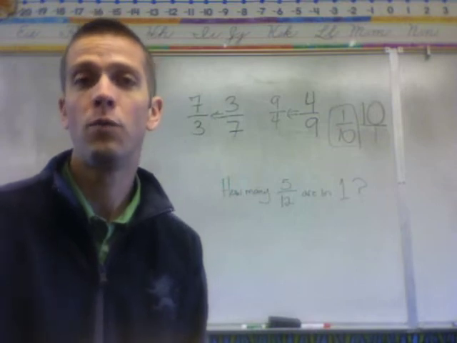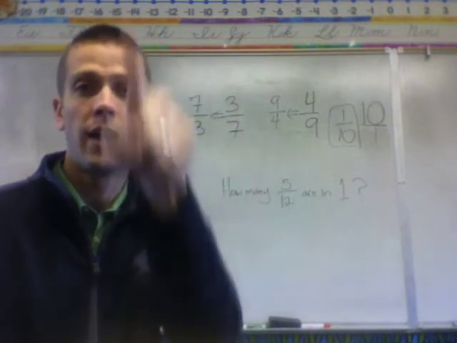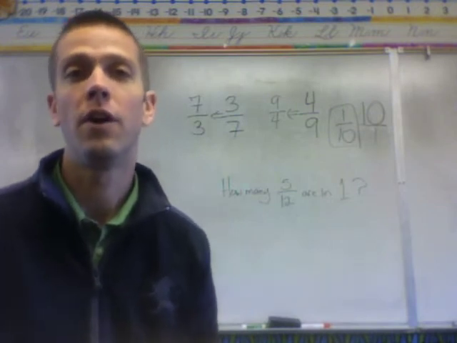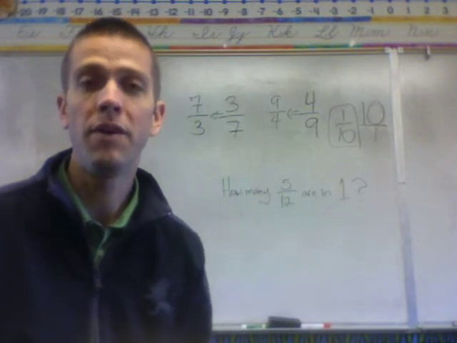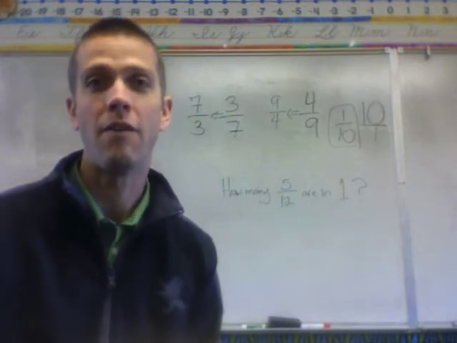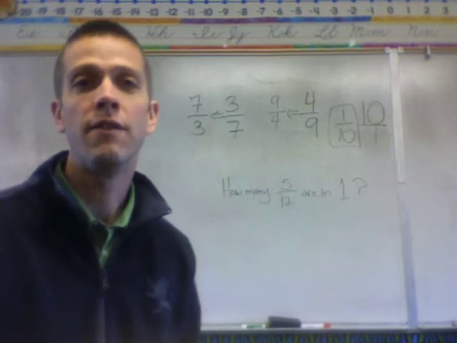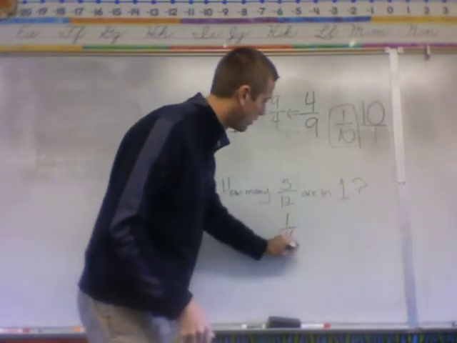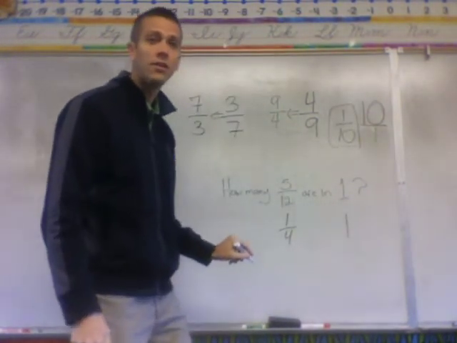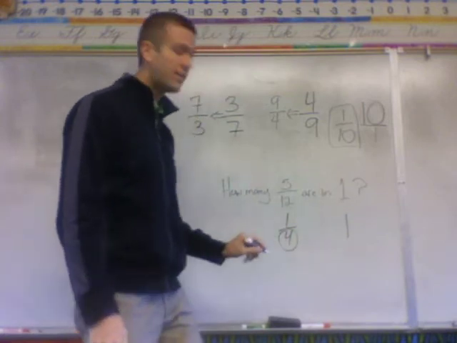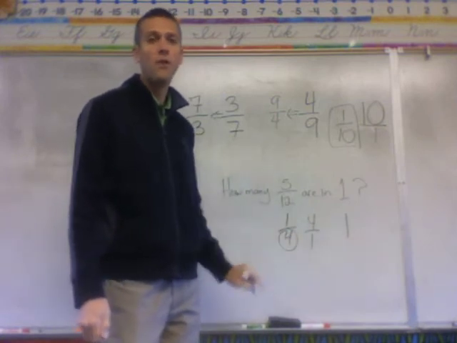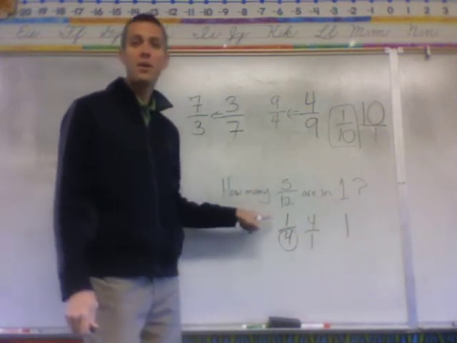1. How many fourths are in 1? If you were to draw a circle and cut it into fourths, how many would you get? You would get 4. How many thirds are in 1? 3. How many fifths are in 1? 5. It's always the inverse or the reciprocal of the fraction. Okay? So if I were to say how many fourths are in 1, the answer is 4. The answer is the reciprocal of this fraction. 4/1 is just 4.